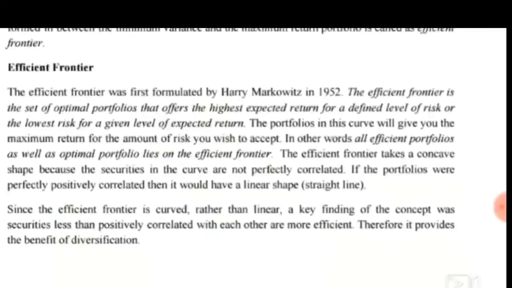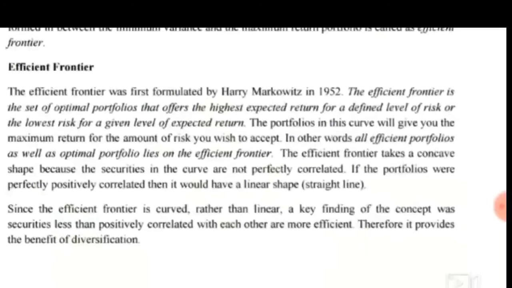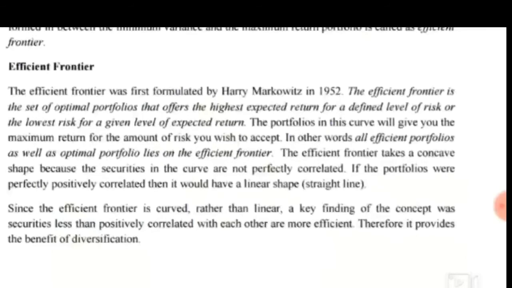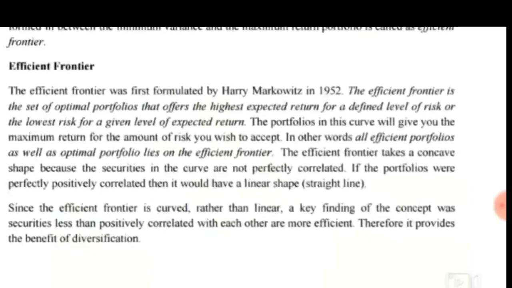So we mentioned that diversification or risk reduction is productive only when we combine securities which have correlation less than 1. So since we are using securities which are not perfectly positively correlated, we are getting a concave shape.